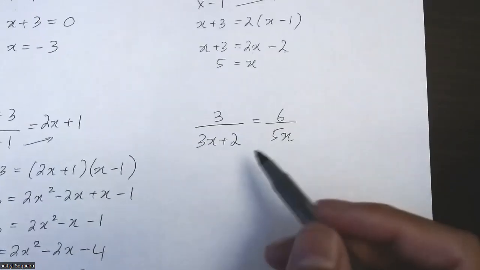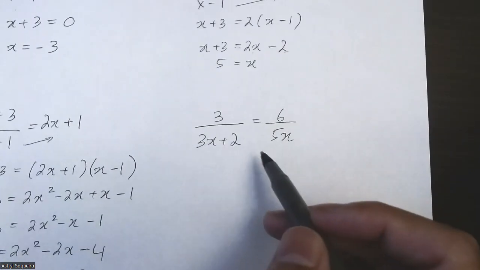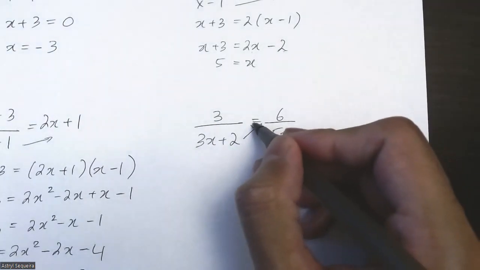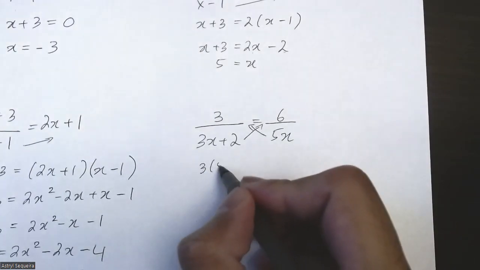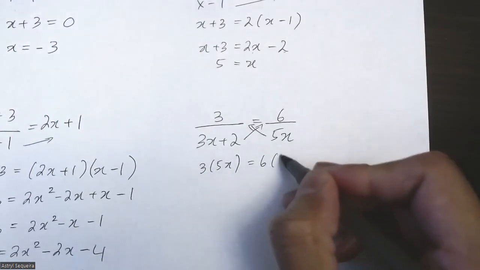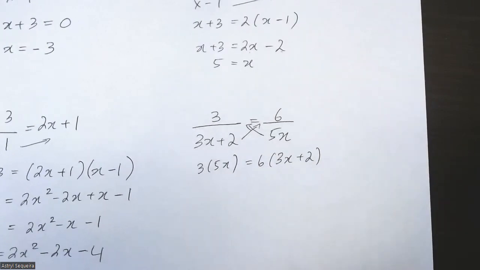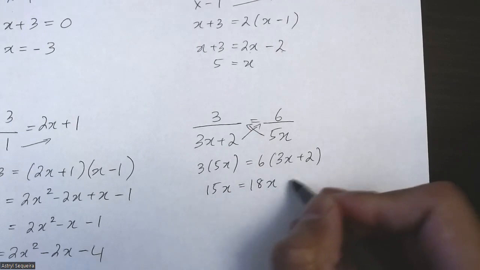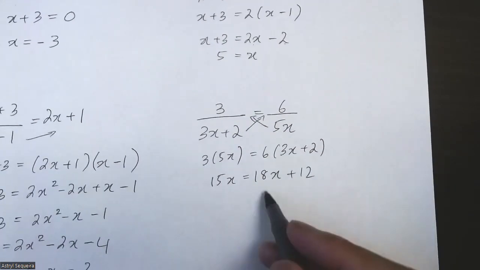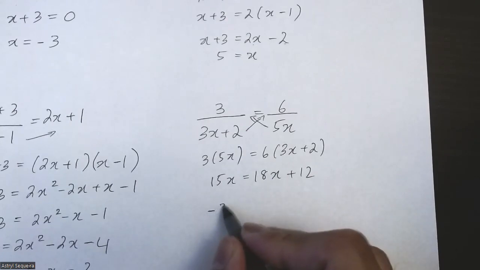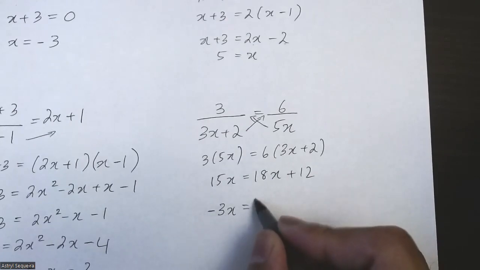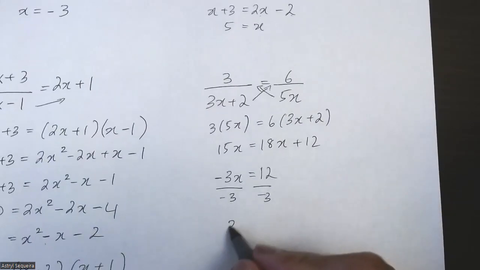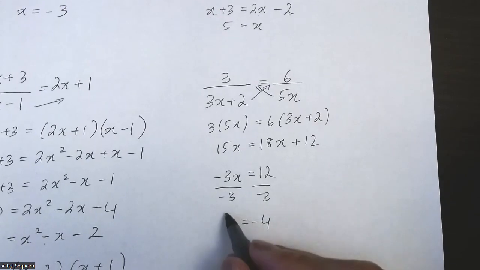Last problem here, again, a very basic one. This is meant to be a very basic video on solving rational equations. So I'm going to cross multiply both sides over here. So I have 3 times 5x equals 6 times 3x plus 2. Then I'll get rid of my brackets. So 15x equals 18x plus 12. I'll move the 18x to this side, so I'm going to subtract it. It's going to become -3x equals 12, and then divide both sides by -3. And I'll just get x equals -4.